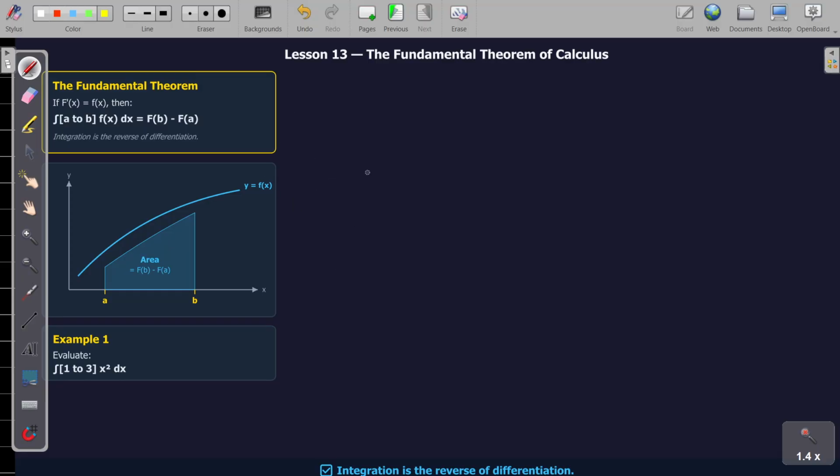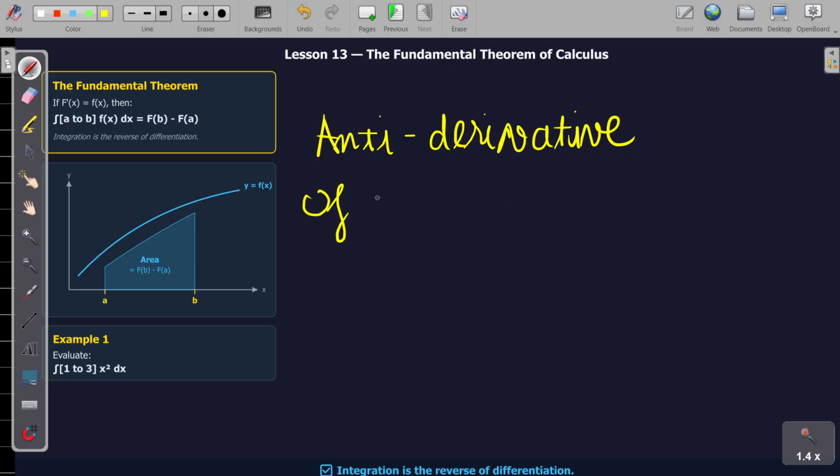So the general rule: the antiderivative of x to the power of n is x to the power of n plus 1, divided by n plus 1. This is the general rule. Increase the power by 1, divide by the new power. This is the power rule in reverse.